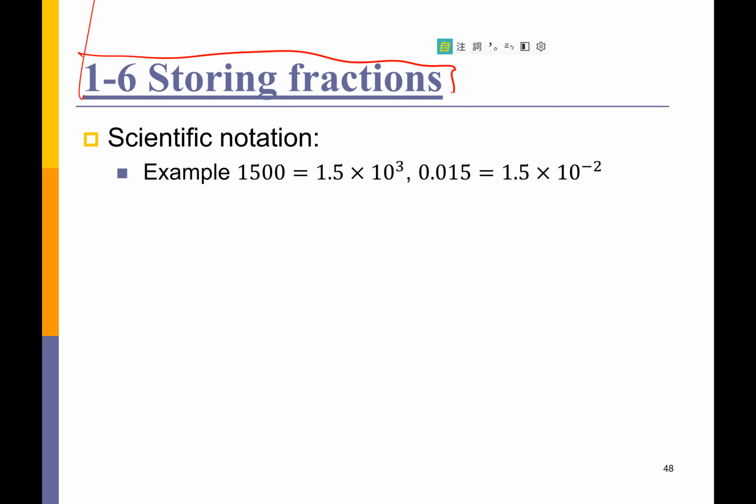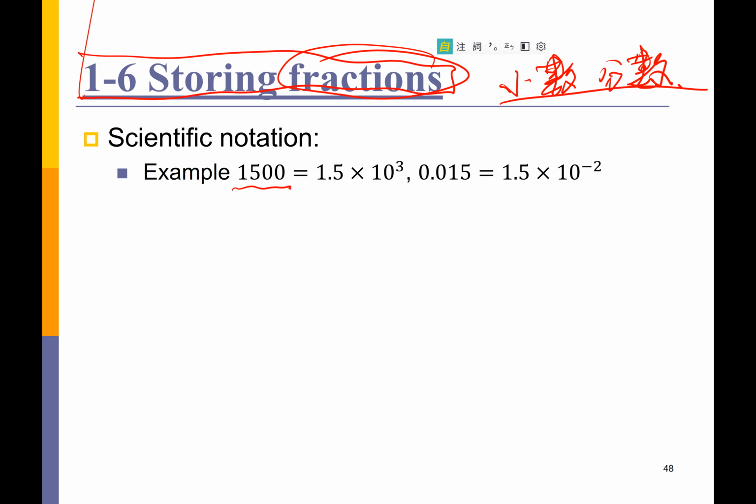The next topic we are going to talk about is fractions. What's a fraction? In Chinese, we call it 小数 or 分数, okay? Now, for example, this is 1,500. We can use so-called scientific notation because it's too troublesome to write so many zeros.